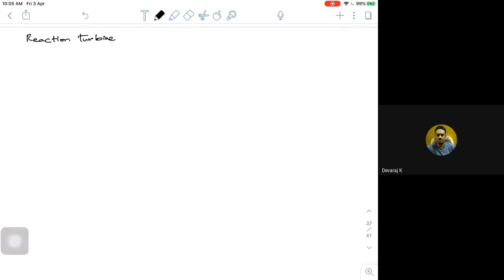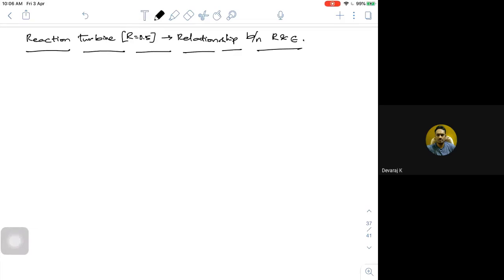A reaction turbine, that is R equal to 0.5, a 50% degree of reaction turbine, and trying to build a relationship between R and epsilon for this case. So this is one special case we are supposed to look into. For a 50% degree of reaction turbine, R is equal to 0.5. So this is what we will expect.